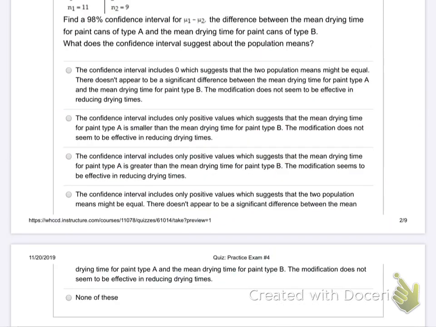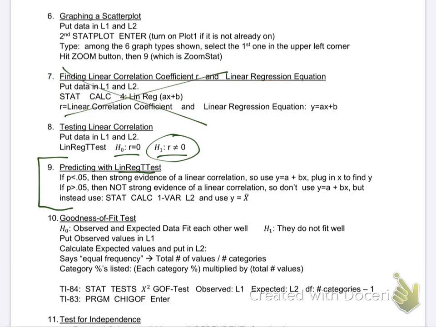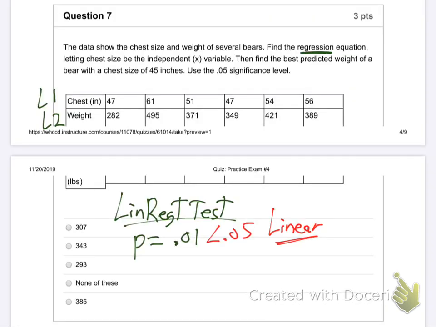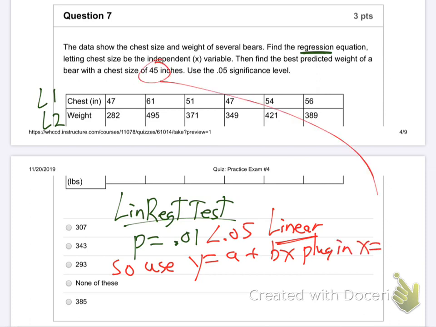Remember what that means? Looking back here. If the p-value is less than 0.05, then there's strong evidence of a linear correlation. So use the equation y equals a plus bx and plug in x. So we'll do that. Use y equals a plus bx, plug in x equals, what do they want me to plug in? 45. Plug in 45.